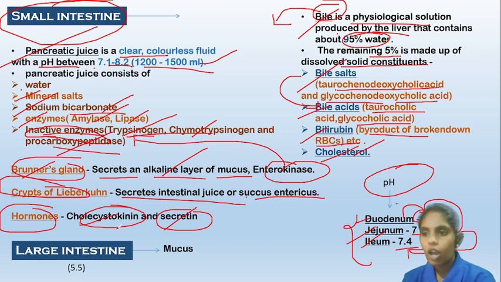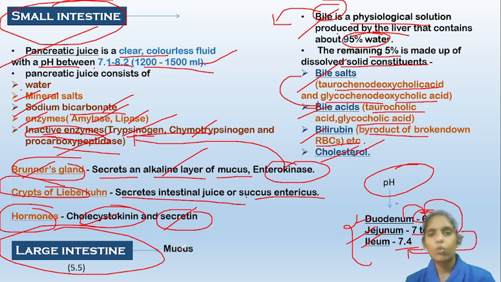And now coming to the large intestine, the last part of the digestive tract. In the large intestine, no secretions or enzymes are released. Only mucus is released. So you know that all the digested food and all the nutrients that we get from the food are largely absorbed in the small intestine itself. And in the large intestine, only some part is absorbed.